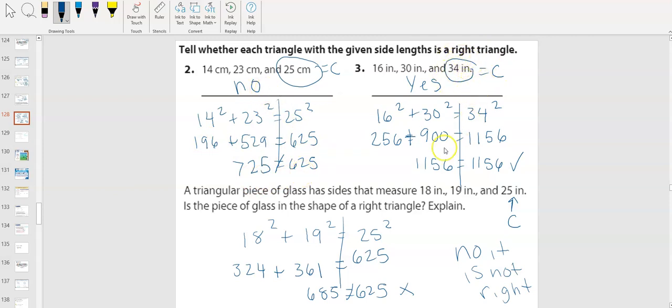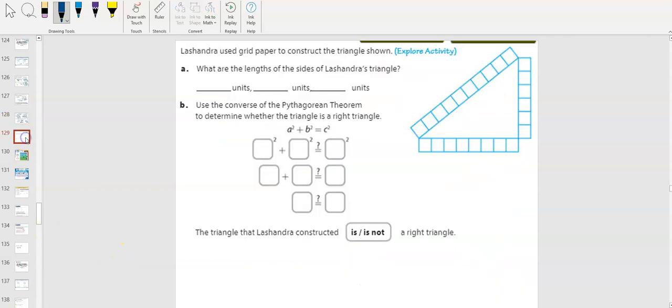Here, 34 is C, so I'm going to plug them into my equation, and I'm going to get 1,156 equals 1,156. Yes, it is. And down here, 25 is going to be C, so I'm going to get 685 does not equal 625, so it is not. All right, we got one more problem to do here.